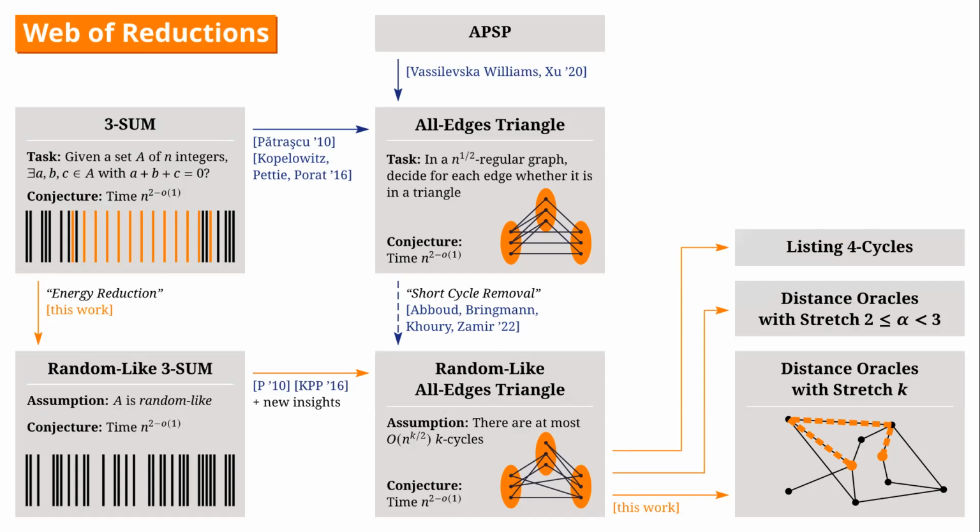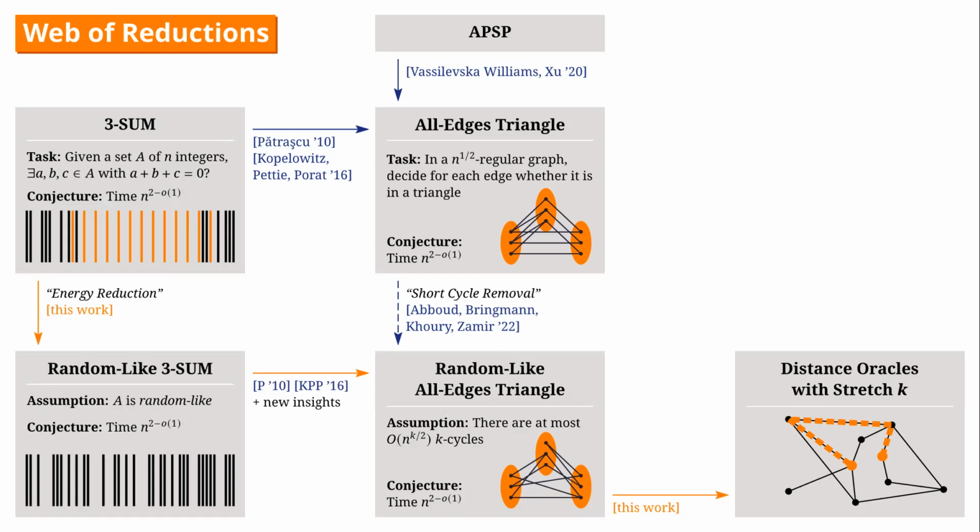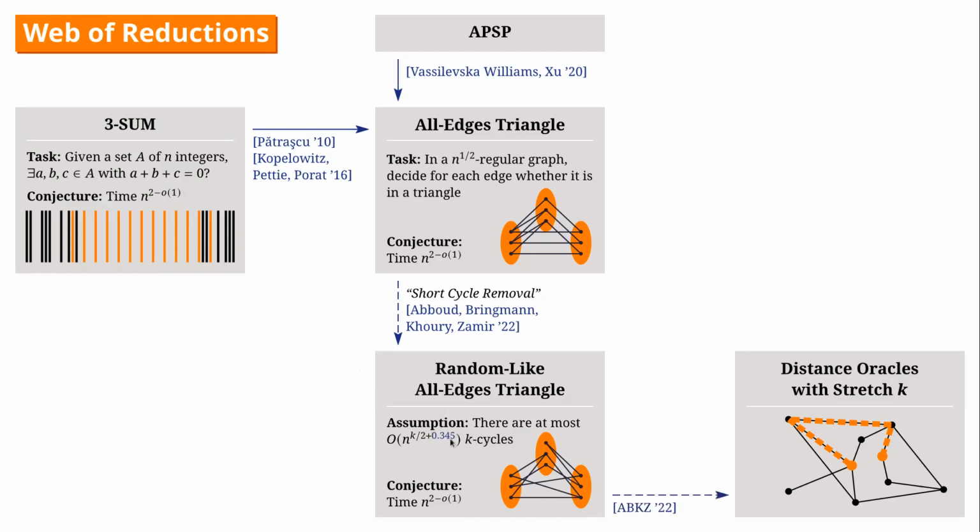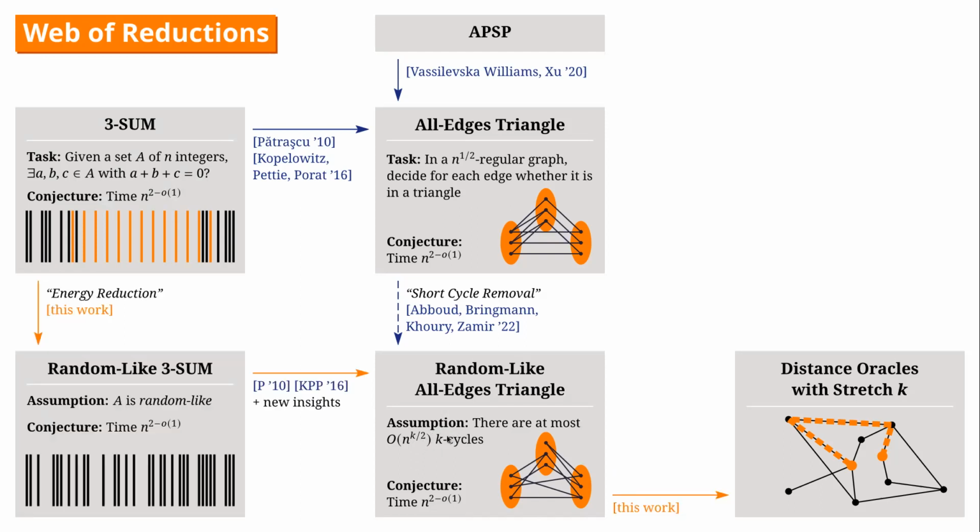Okay, and from the very same problem, random-like all edges triangle. By the way, I should mention that before, this random-like all edges triangle had n to the k over 2 plus this constant many k-cycles. The crucial improvement really is that we get rid of this constant and we get exactly as many k-cycles as there would be in a random graph.